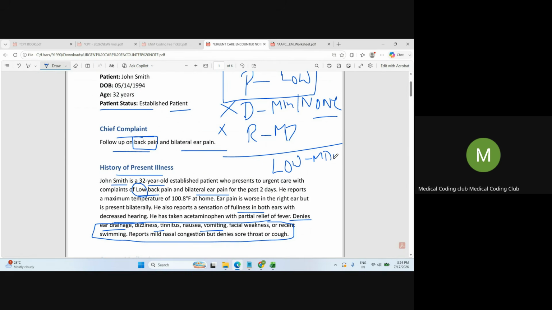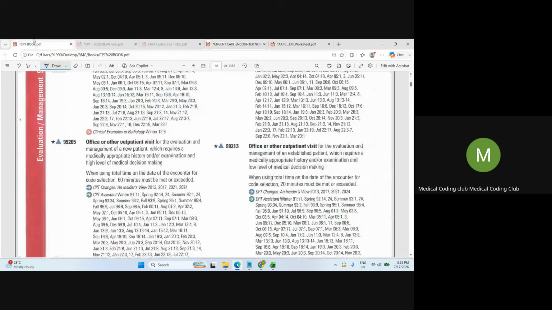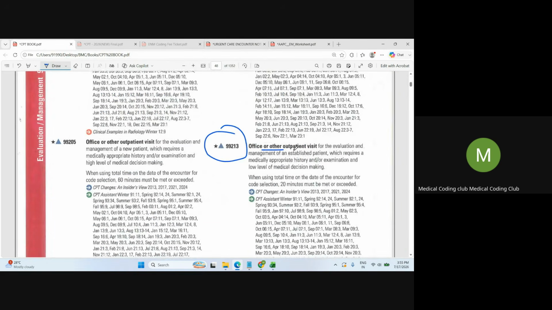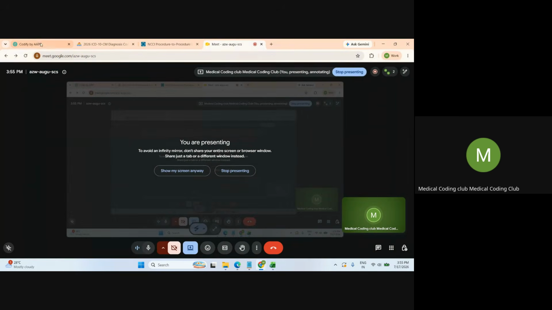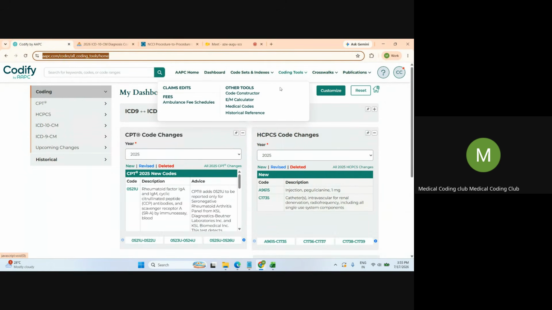Okay, low MDM. For low MDM, established patient, urgent care, which is nothing but an outpatient office visit, the code will be 99213, office or other outpatient visit. Low medical decision making. The code will be 99213. This is your ENM code. And if you have not understood, you can also check with the calculator.